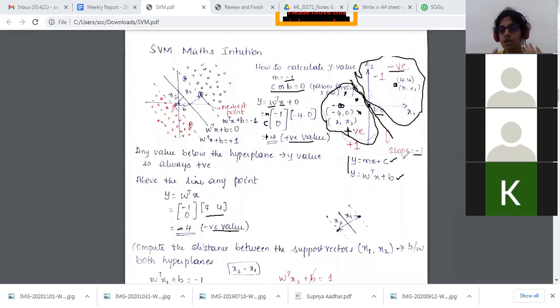So the intuition we now have is that when I have a line and its slope, based on the slope I get to know which data points fall below the line and which fall above the line, and whether they are positive or negative.